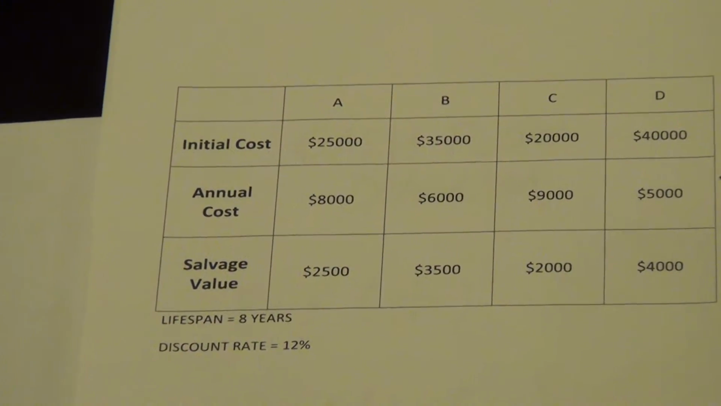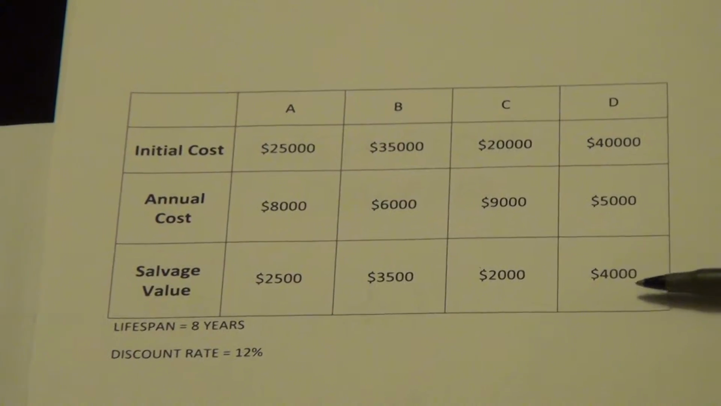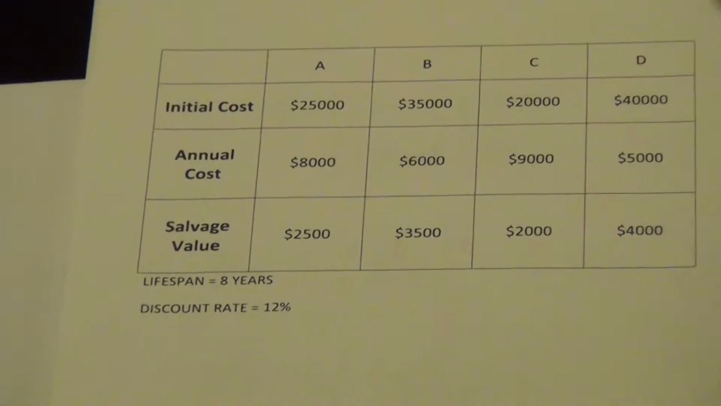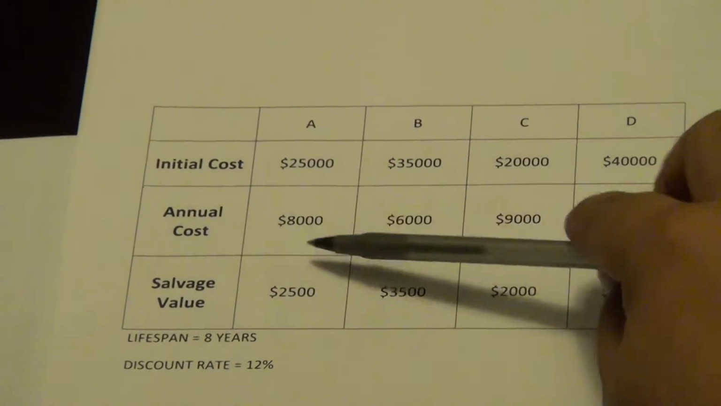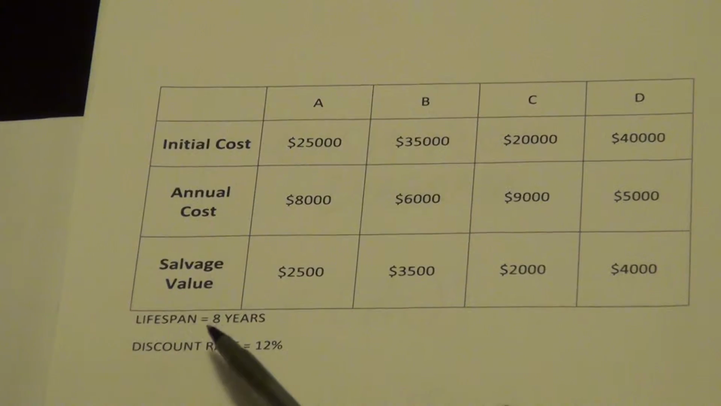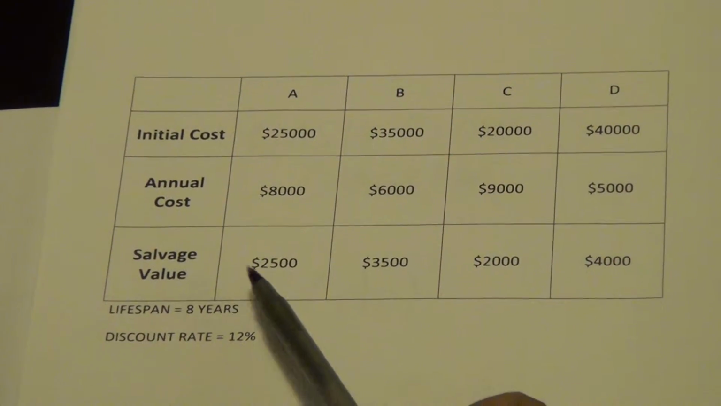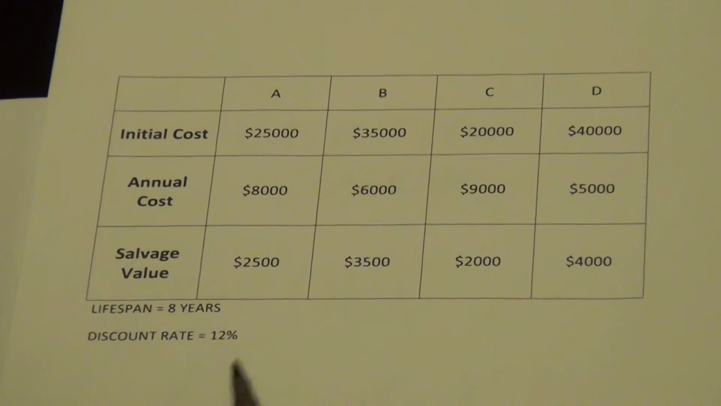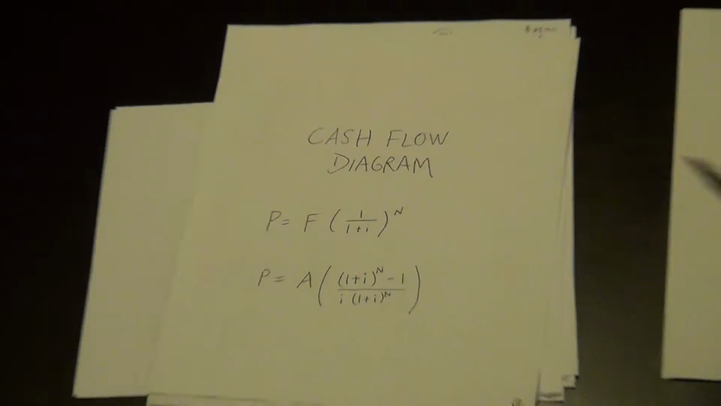All right, guys, so today we're going to be talking about how to convert these annual costs and the salvage costs into present worth terms. We're given a problem here where our initial costs are given, our annual costs are per year over an 8-year period, and after that time period, we have a salvage value where we're selling it back. We're given a discount rate of 12%, and we'll be discussing why we need a discount rate in a moment.